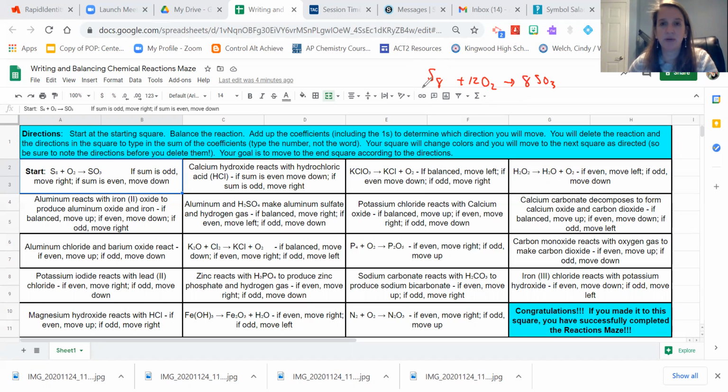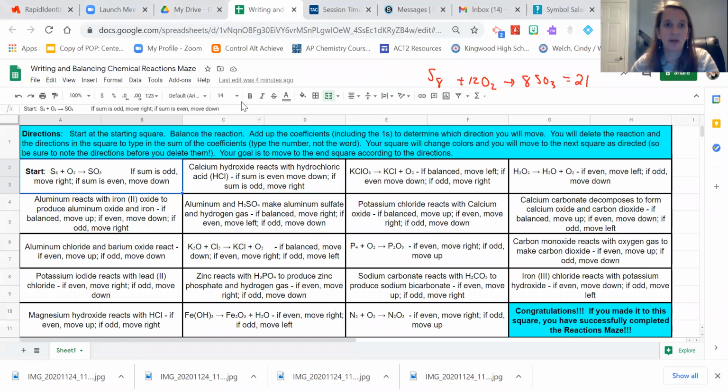Remember, if I don't put a coefficient, that's a 1. So I have 1 plus 12 plus 8. That means that's 21, okay? So it tells me that I need to delete the reaction and the directions in the square and type in the sum of the coefficients. But make sure you make a note of which direction you're going to move first. So this tells me that if the sum is odd, I'm going to move to the right. If the sum is even, I'm going to move down. So my sum is odd. That means I'm going to move to the right.